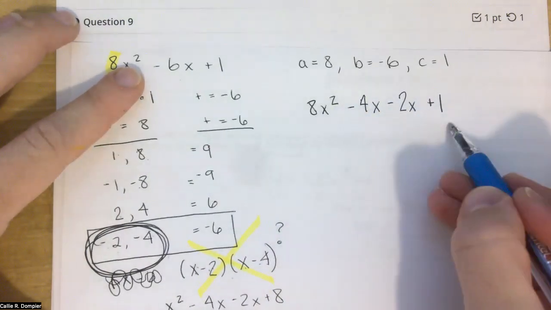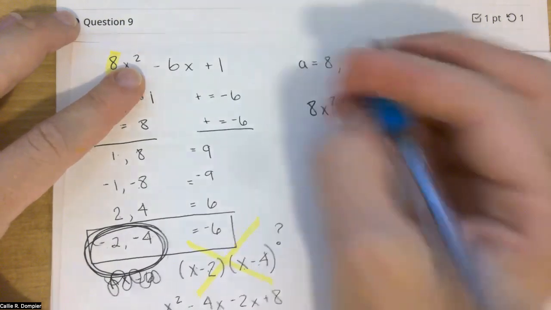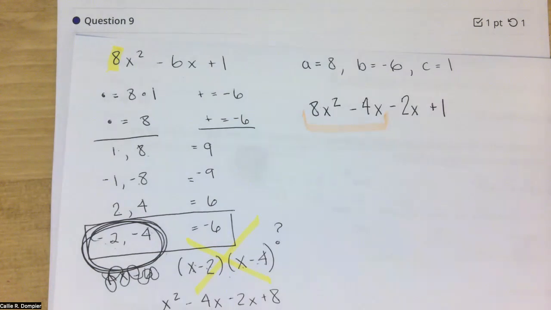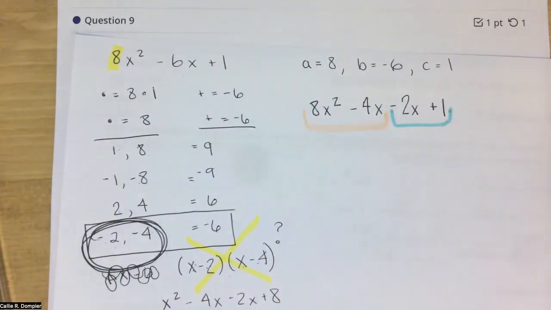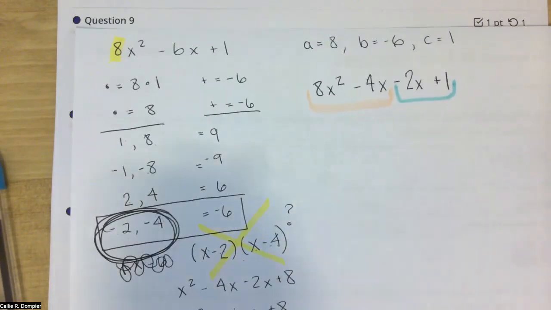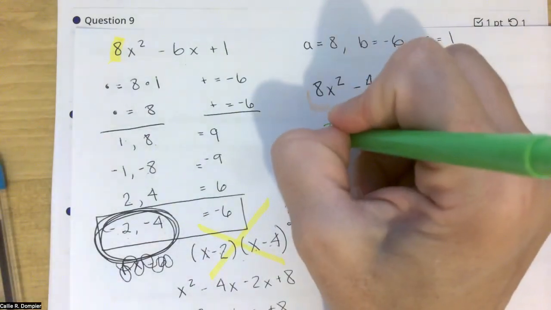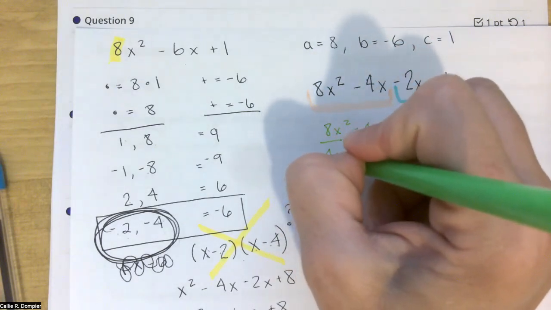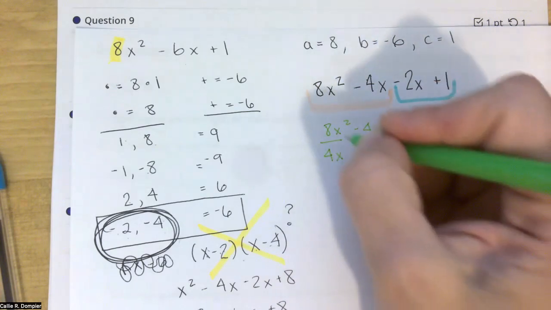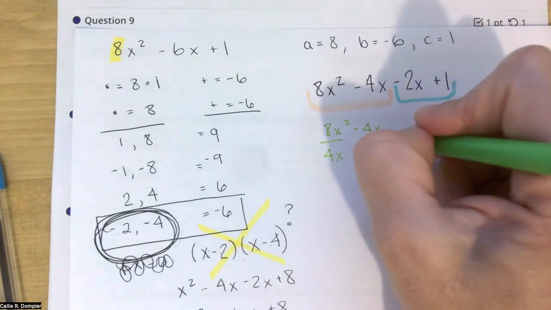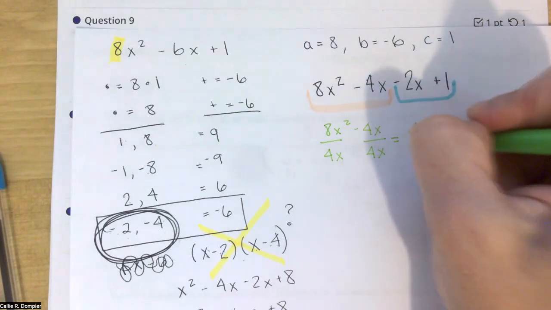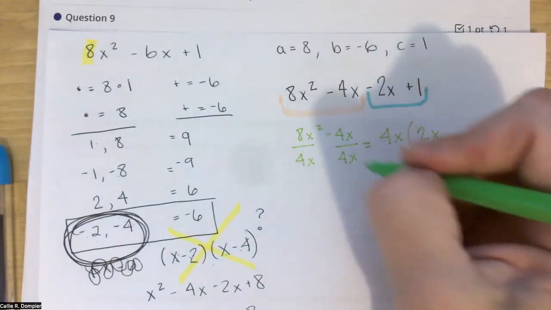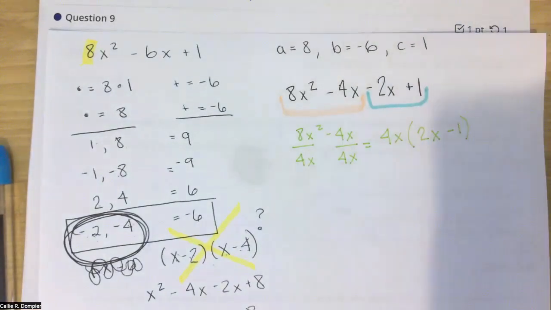Okay? Let's look at this. There's no common factors to all 4 terms, but I can put them into 2 groups: 8x squared minus 4x and -2x plus 1. 8x squared minus 4x. What can I divide both of those by? I can divide both of them by 4x. Because 8 divided by 4 is 2, x squared divided by x is x. So that becomes 4x on the outside. 8 divided by 4 is 2, x squared divided by x is x, -4x divided by 4x is just -1. Okay?